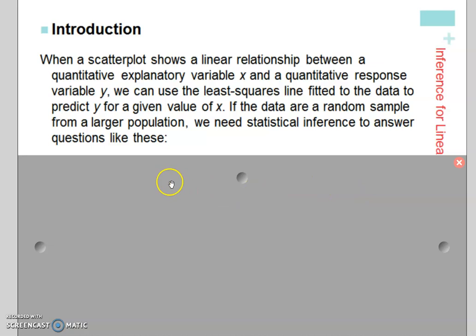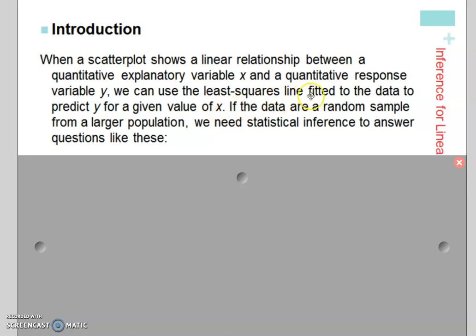So basically, what we're going to be looking at in this chapter is we'll be starting with scatter plots. All right, so when a scatter plot shows a linear relationship between a quantitative variable x and a quantitative response variable y, we can use a least squares line fitted to the data to predict y for a given value of x. So you can hopefully remember that work from much earlier in this year, back in trimester 1.